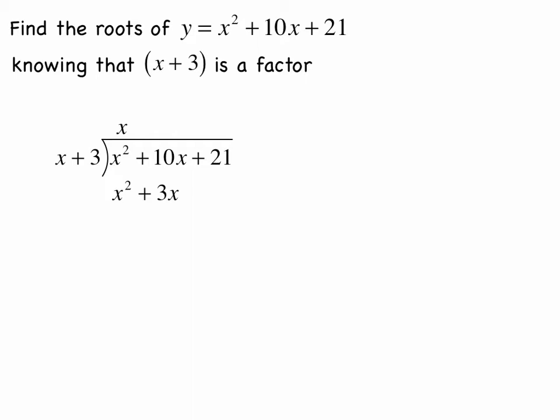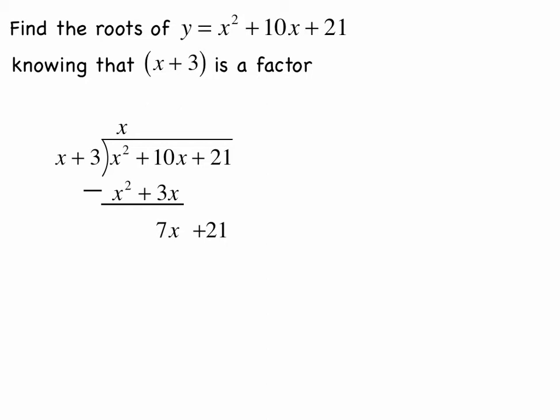Notice you have to line them up. The x squareds have to be lined up on top of each other, and the x to the first power have to be lined up on top of each other. And then you just subtract. X squared minus x squared, they cancel each other out. 10x minus 3x is a 7x. And just like when we do normal long division, we're going to carry down the next part, which is a positive 21, and we're going to do this whole process over again.